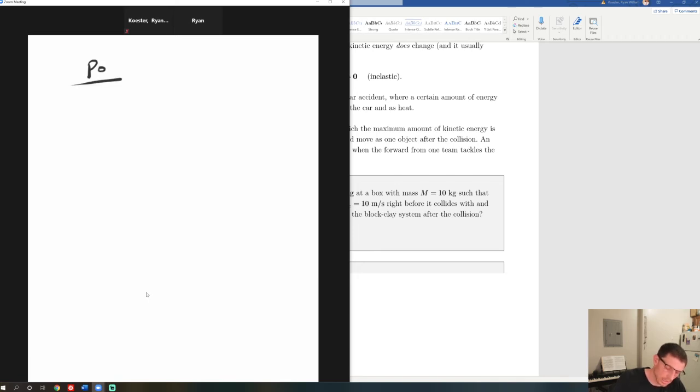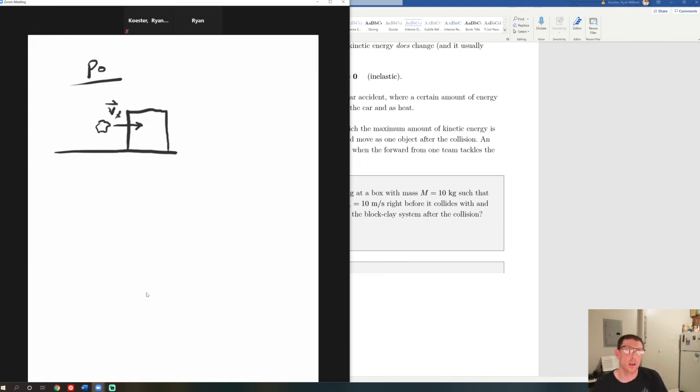the setup is going to look like this. We have, say, a box just sitting here on the ground, and this is my lump of clay, and we're thinking about the time when the box is at rest, but the clay, say, has an x component of velocity, v sub x is what we called it, right?